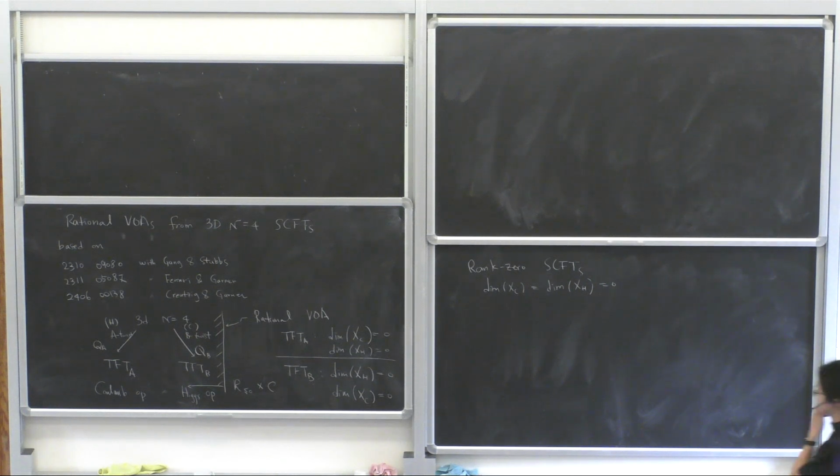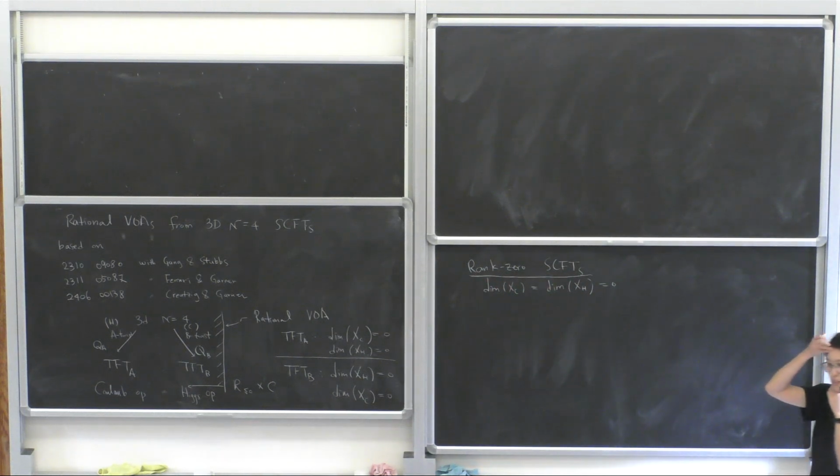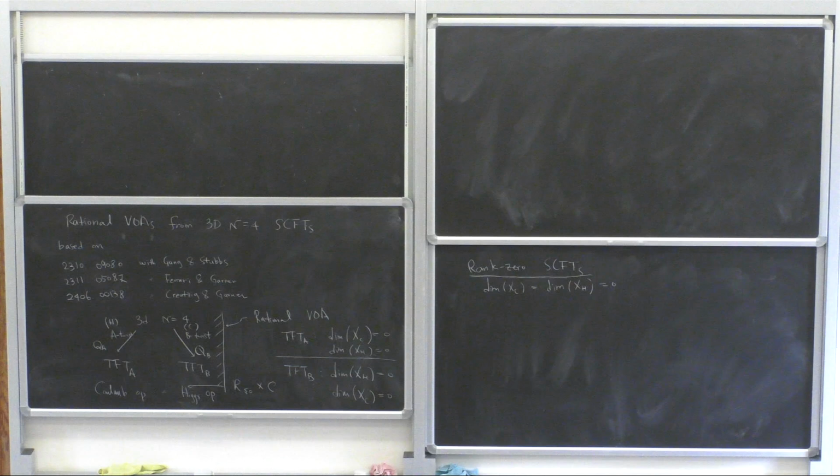So the rank zero theories. The problem is that the rank zero theories are difficult to construct. For example, in 4D N=2 theories, we believe that there doesn't exist any such thing. In 4D and higher dimension, rank is defined as the minimum of the dimension of the Higgs branch and Coulomb branch, and we believe that there does not exist anything like that in 4D N=2 theories.